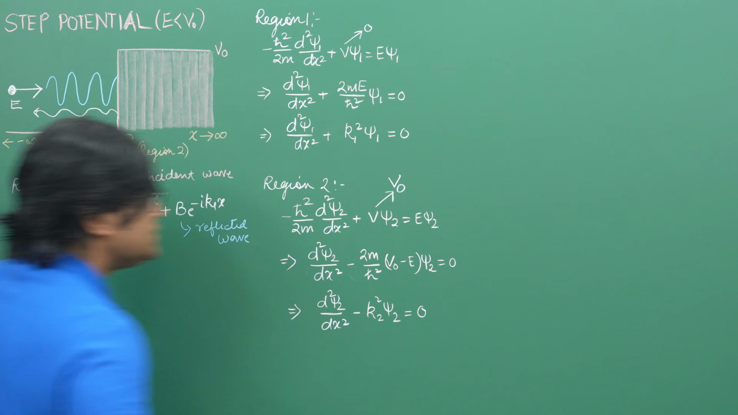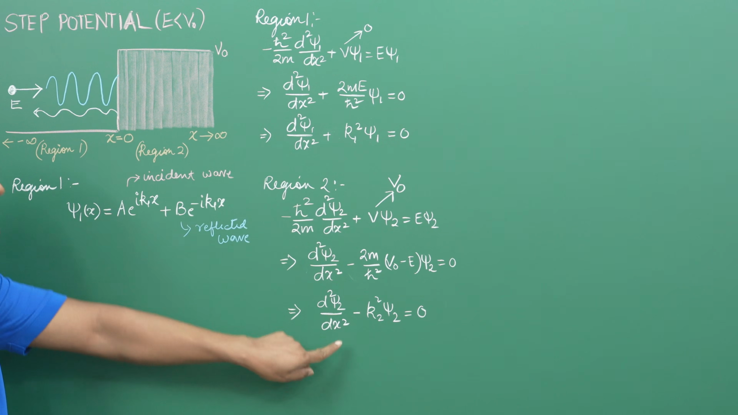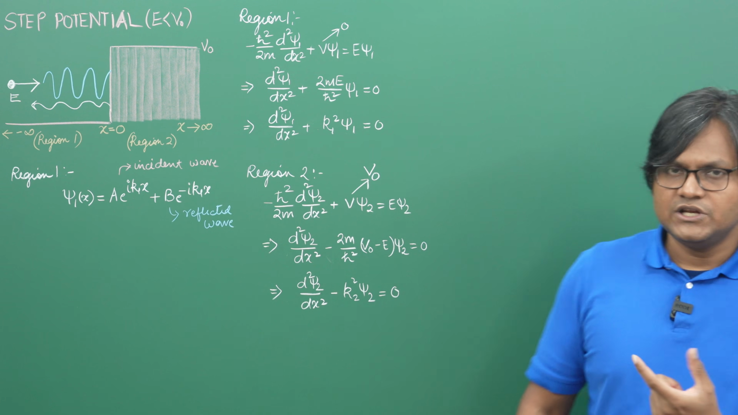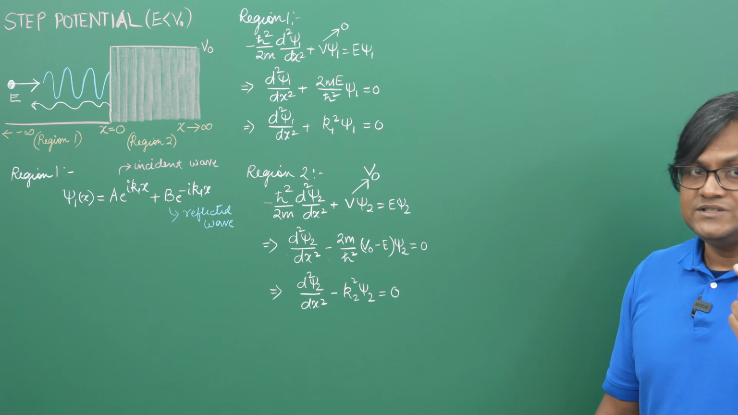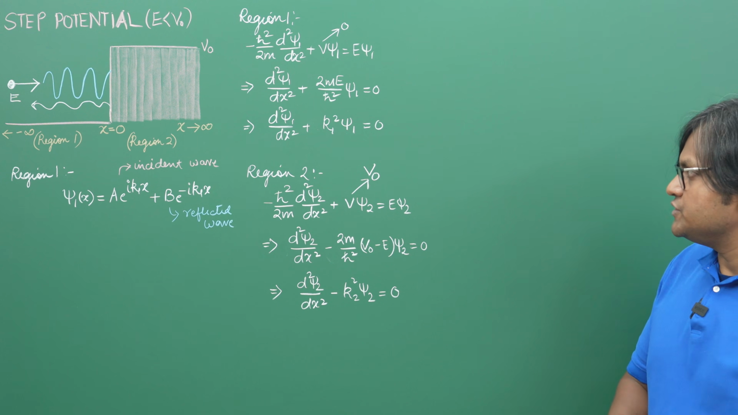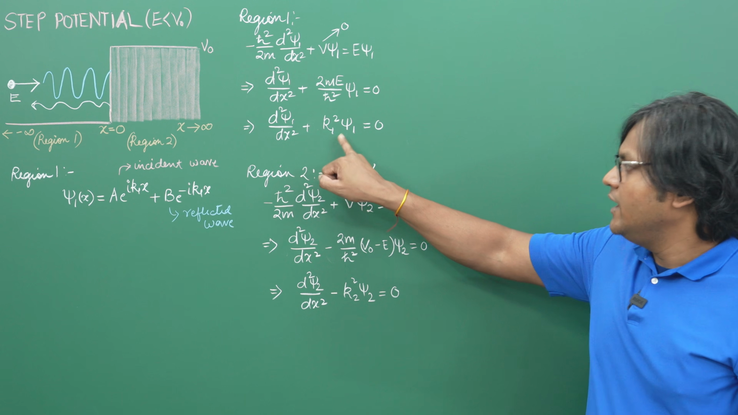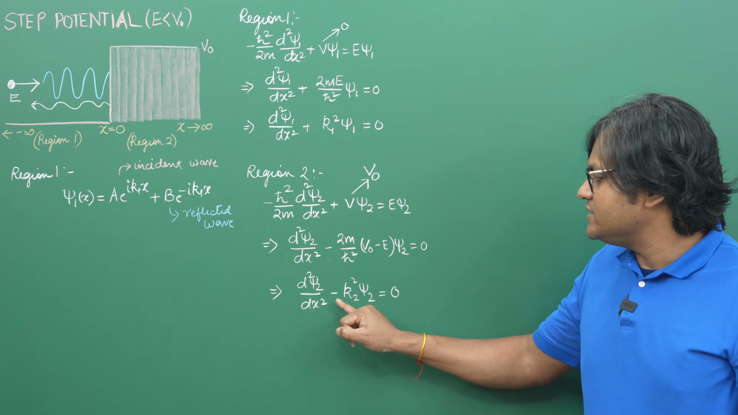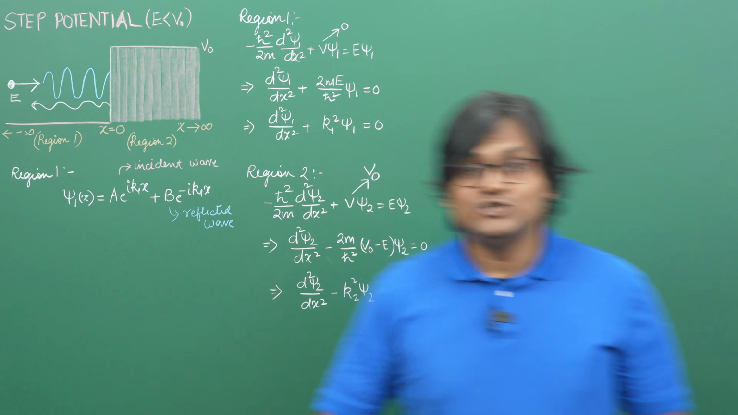If I say that this constant is K2, d2 psi 2 upon dx2 minus K2 square psi 2 is equal to 0. What is the solution of this kind of a standard differential equation as opposed to this where there is a plus sign involved? Now in quantum mechanics, we are mostly dealing with these kinds of differential equations. So it's always helpful if you are familiar with certain standard differential equations and their solutions. Differential equations of this form where there's a plus k1 square have oscillatory solutions like this. But differential equations of this form where there's a negative constant square have exponential solutions.